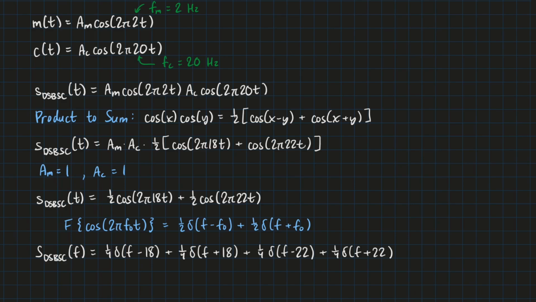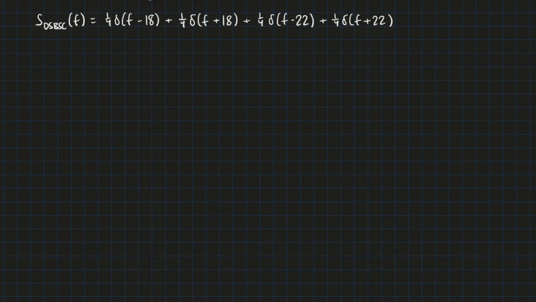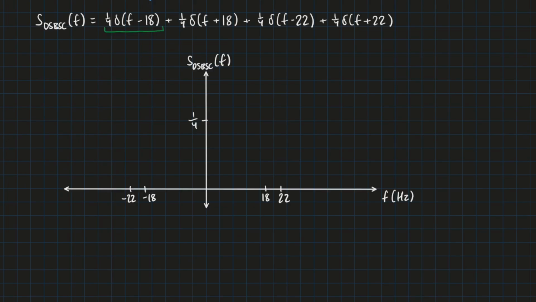For our first sinusoid, we're taking half of the amplitude, which is 1/2, so half of 1/2 is a quarter, and we're subtracting f by its frequency 18 and adding 18, and then we also do the same for the other cosine of 22 Hz. This is what the frequency spectrum would look like. We'll have spikes of amplitude 1/4 at 18 Hz, negative 18 Hz, 22 Hz, and negative 22 Hz.